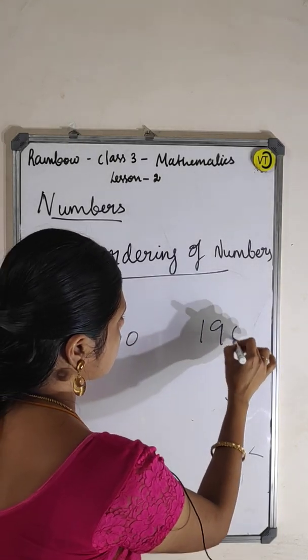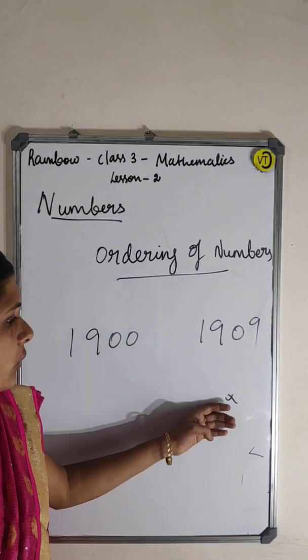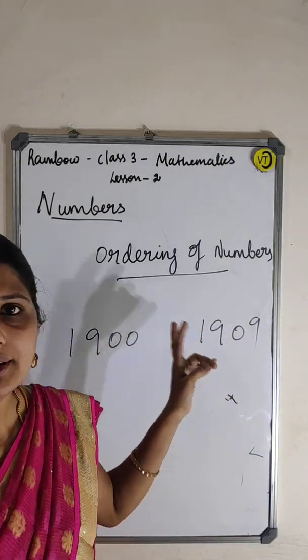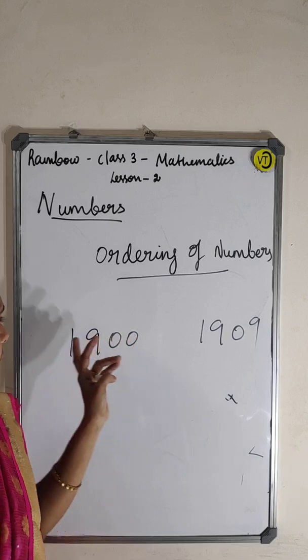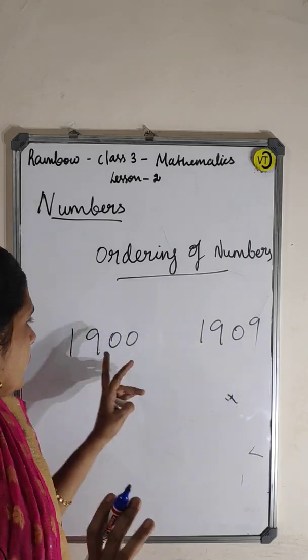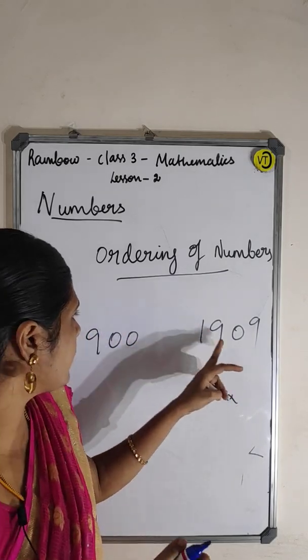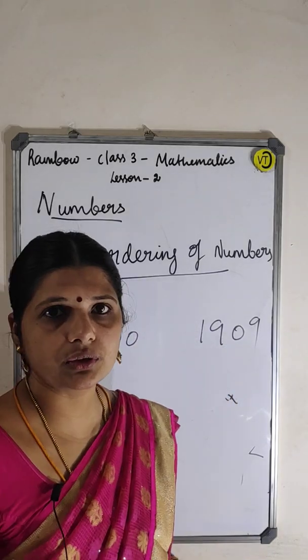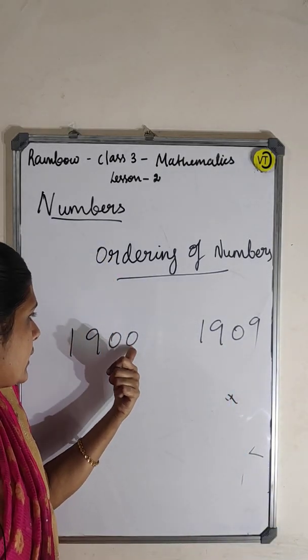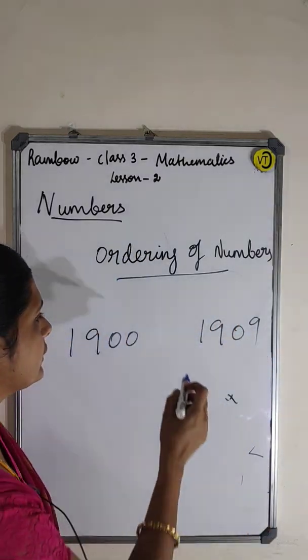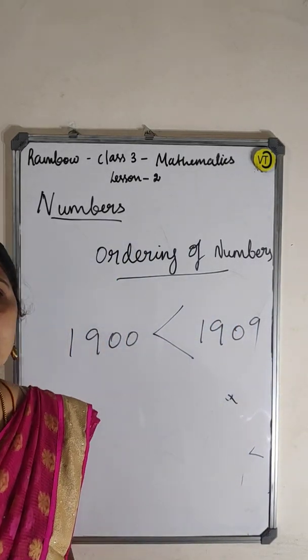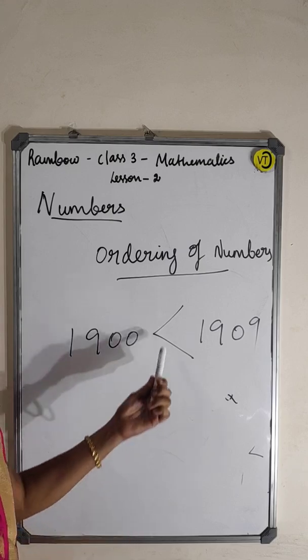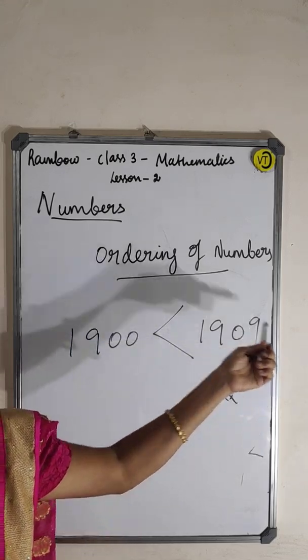1900 and 1909 now. So how can you compare? The leftmost digit I am comparing: here 1, here also 1. I cannot do anything. Hundreds digit also, here also I cannot do anything. But 0, this is 0 here also. But in the tens place you see 0 and this is 9. This is greater. So 1900 is less than 1909.